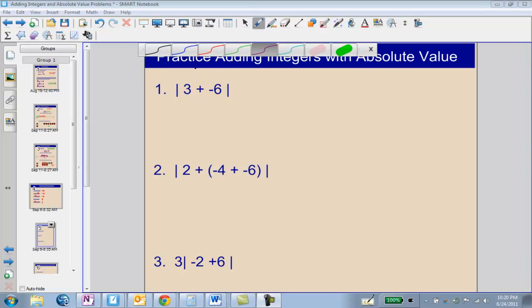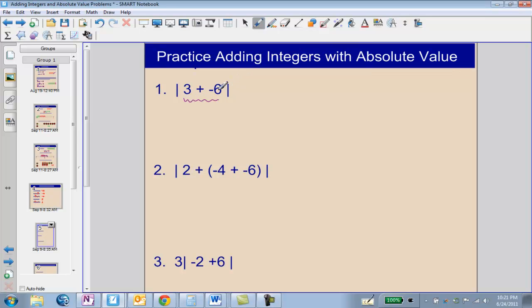Now let's apply what we've learned about adding integers to absolute value and opposites. In this first example, we have the absolute value of 3 plus negative 6. Remember, we want to treat our absolute value bars like parentheses. That means we're going to come inside the absolute value bars and add before we actually take the absolute value. So we're going to add 3 plus negative 6, which gives us negative 3. Next, we take the absolute value of negative 3, which gives us 3.